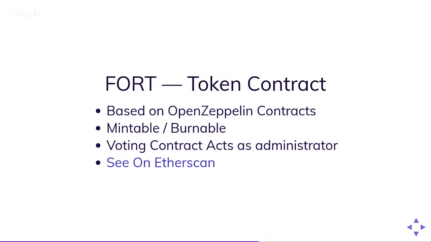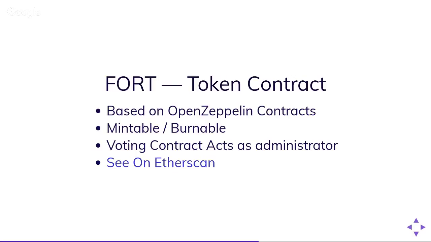Then after the affiliate contract, we have the token contract. So this is the first one that was written specifically for Fort. This is based on the Open Zeppelin token contracts. It basically combines the Open Zeppelin mintable contract with the Open Zeppelin burnable token contract, which means that the owner of the token contract, which is the voting system, can mint new tokens, and anybody can burn tokens.